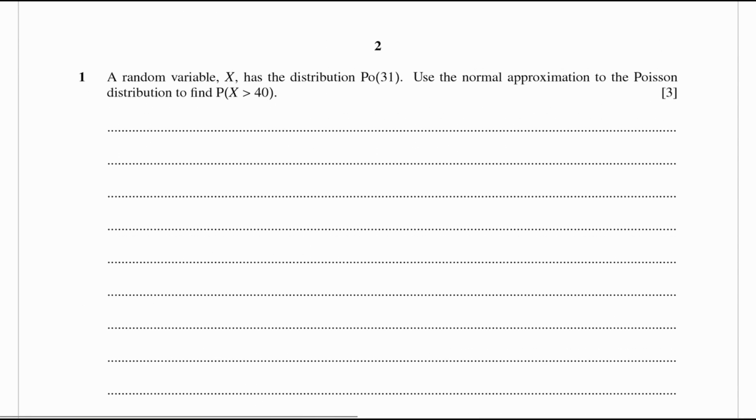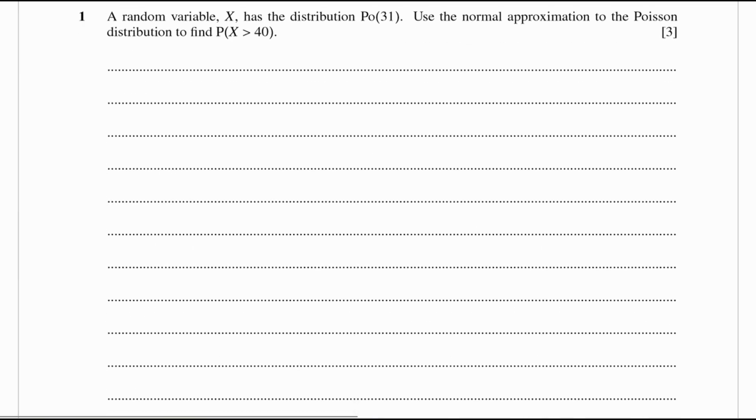Okay, here we go. The first one is Poisson distribution, so we should be able to do this one. Random variable X has a Poisson distribution with lambda 31, and we're using a normal approximation, so we've got to change that, and we're trying to find this.